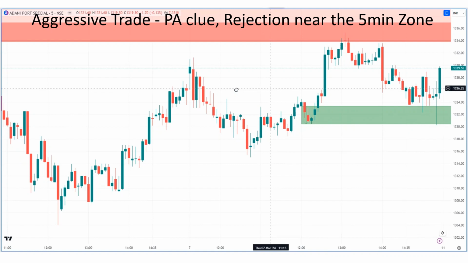And what is the reason for the success of this 5 minute zone, even though it is not a fine-tuned zone? The success is because of this price action clue. The price action clue helped us. There is a strong order flow, and also we have seen how prices struggled in this area before prices entered into this zone, and confidently we can go for a short trade here.